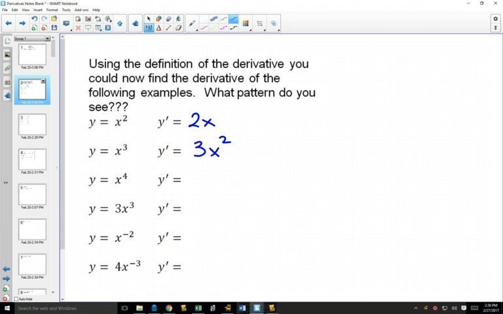And x to the 4 would be a little bit worse than x cubed, and you would find out that the derivative is 4x cubed. 3x cubed wouldn't be too bad. And so we start to see maybe a pattern.